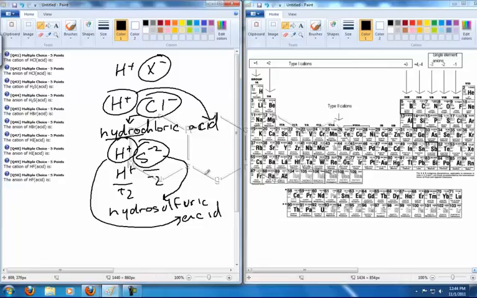Alright, let's look at the next one, HBr. HBr is H and Br. Now Br is -1, and the H is going to be 1 plus, so this would be hydrobromic acid. And again, the H plus is telling you the acid, and the hydro out the front here tells you this is a single element anion.